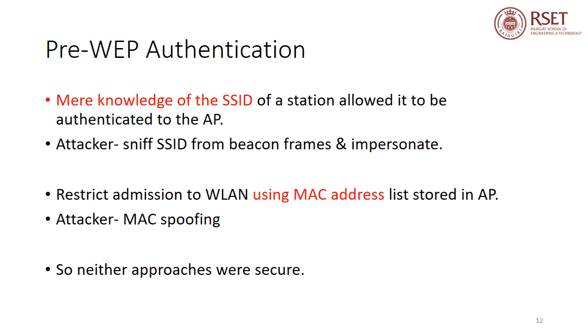An attacker can easily sniff out SSIDs from beacon frames and can impersonate a station and gain access to an access point. The second method was using MAC addresses. In the case of MAC addressing also, attackers could do MAC spoofing. So both these methods were found to be not secure.